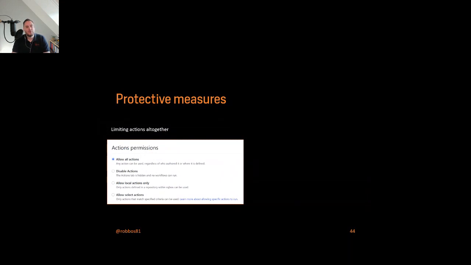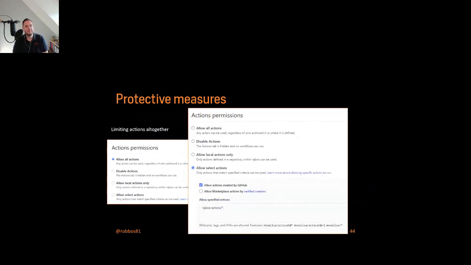What more can you do? Well, of course, you can say disable all the actions in my organization or repository whatsoever. Then nobody who creates a pull request can add something there and do something with it. Well, of course, that's not very helpful. We still want to have a DevOps pipeline that does something for us. What more can you do?